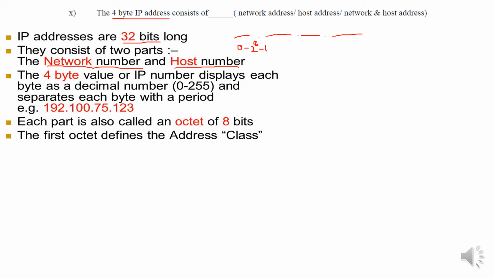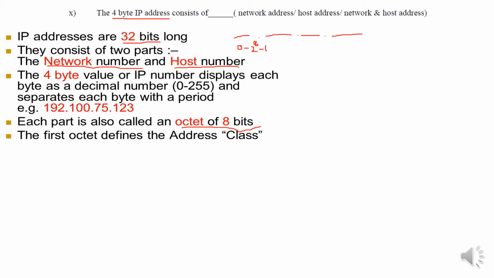So for example, 192.100.75.123. This is an example of a 4-byte IP address. Recently 16-byte IP addresses are also used, but for the time being we are considering IPv4, not IPv6. Each part is also called an octet of 8 bits. Because there are 8 bits, these are octets, and 4 octets are there.